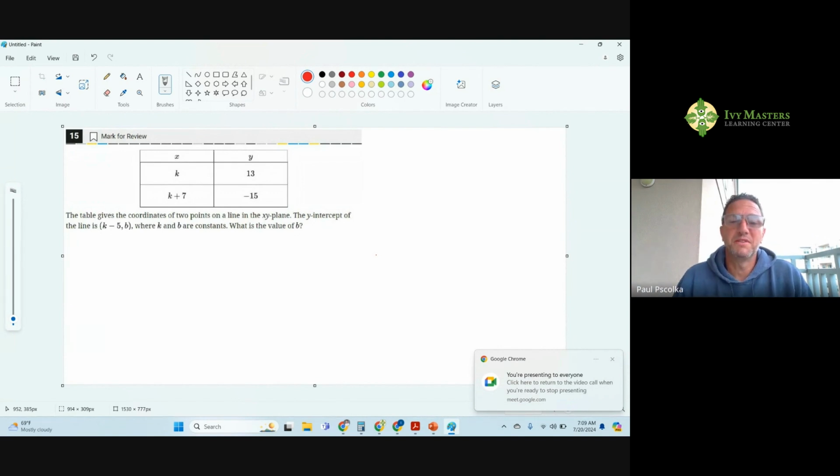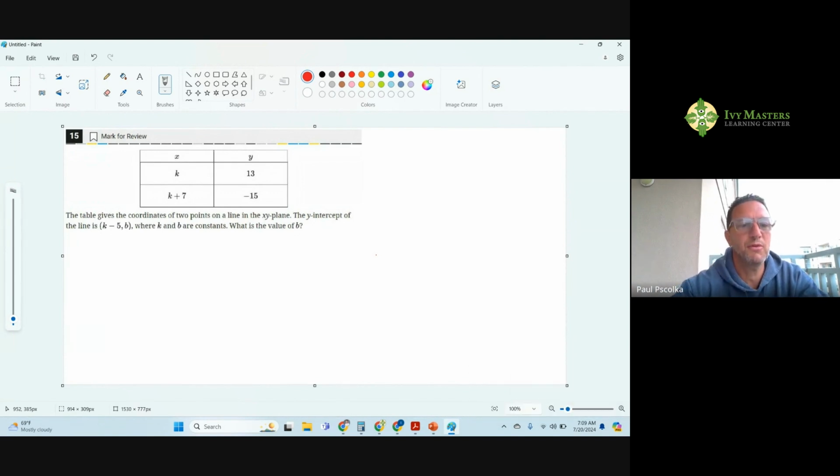Here's the 15th question from Digital SAT Test 2, Module 2B. This is a harder set of math questions. Number 15 gives you this coordinate, and it tells you it's the y-intercept, and it's looking for the value of b.